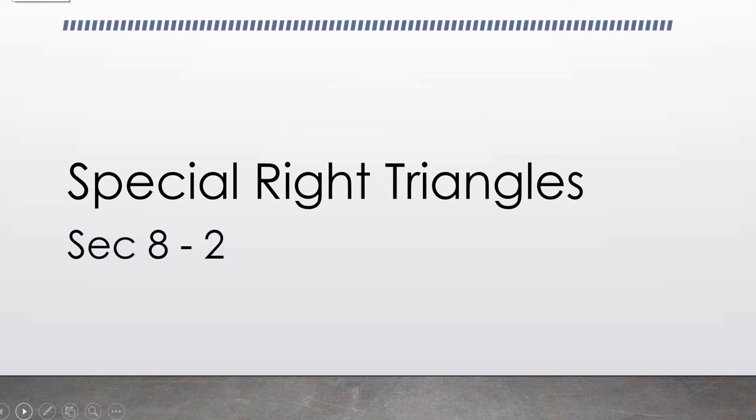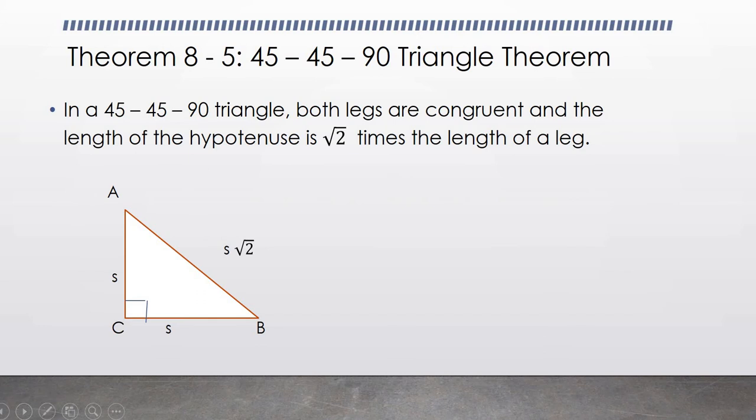Okay, section 8.2 is special right triangles. So we've talked about Pythagorean, which applies to any right triangle. Now we're going to talk about a few special right triangles.